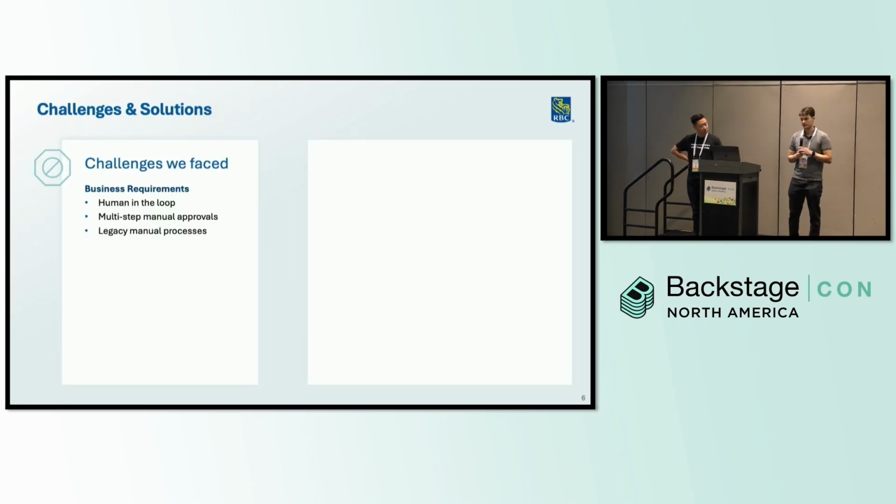So what's the problem? As a large organization, we did naturally encounter some new requirements that were stretching a little bit beyond the scaffolder's core design. We felt like we were encountering a lot of legacy manual processes within our company. We had a lot of multi-step manual approvals where people had to go in and approve or reject requests, sometimes days later.